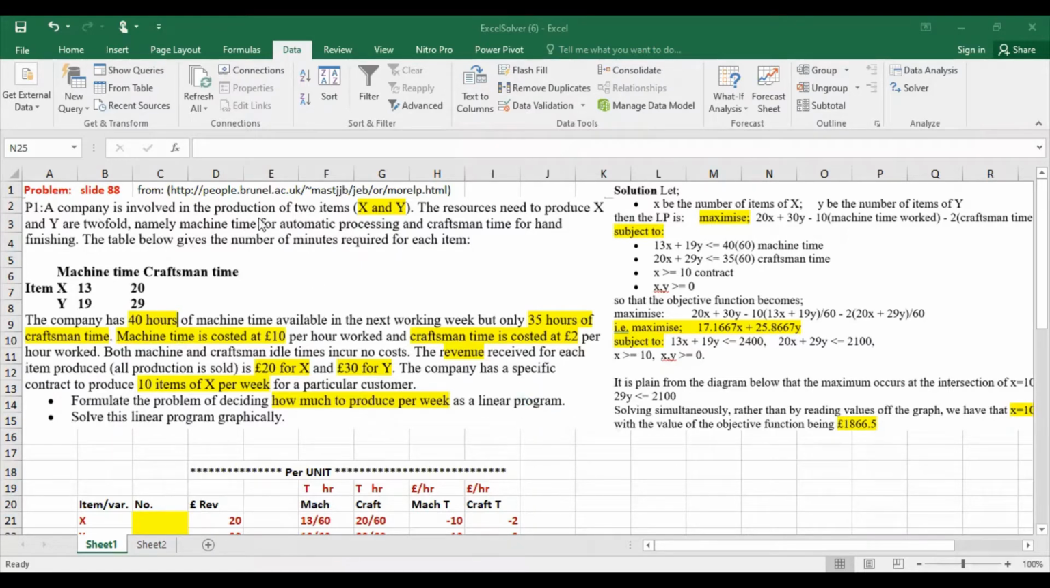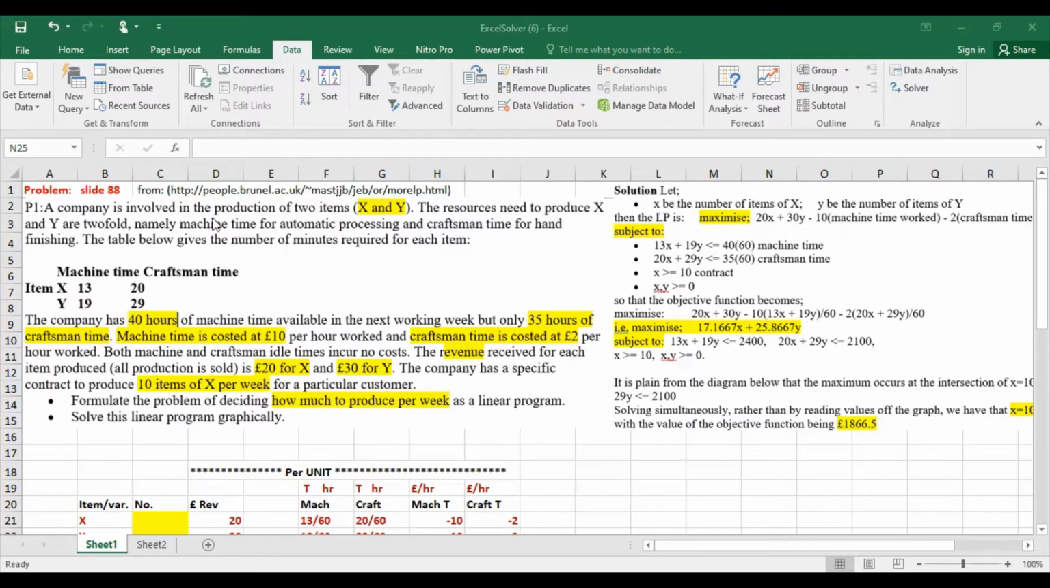So a company is involved in the production of two items, X and Y. The resources needed to produce X and Y are twofold. For example, you have started your own business and you are going to produce two items. The first one is X and the second one is Y. For example, you are making plates and cups. So X are plates and Y represents the cups.